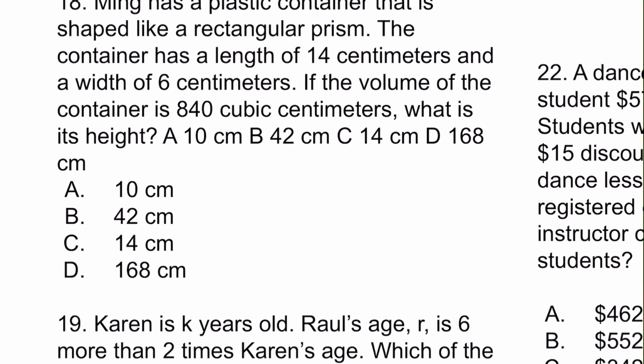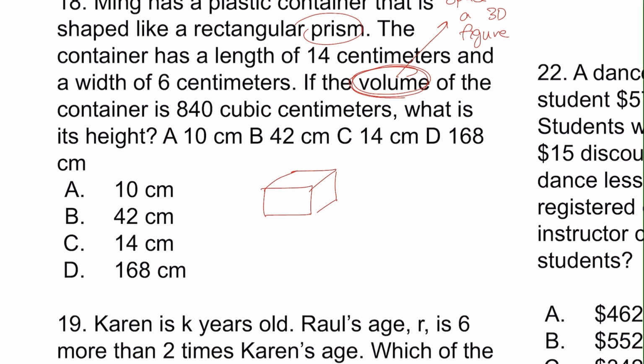Next, for number 18, Ming has a plastic container that is shaped like a rectangular prism. The container has a length of 14 centimeters, a width of 6, and if the volume of the container is 840 cubic centimeters, what is its height? We have these choices here. So here the keyword is volume. Volume, the space inside, but not a 2D figure, a 3-dimensional figure. In this case, you want to draw a prism. So a prism looks like this. So this is your prism.